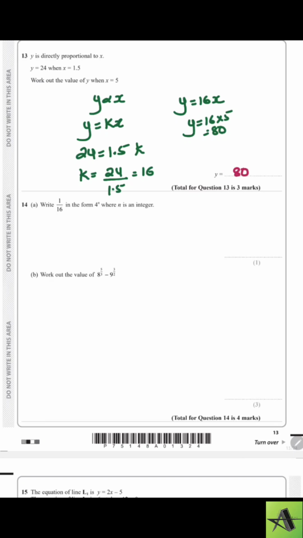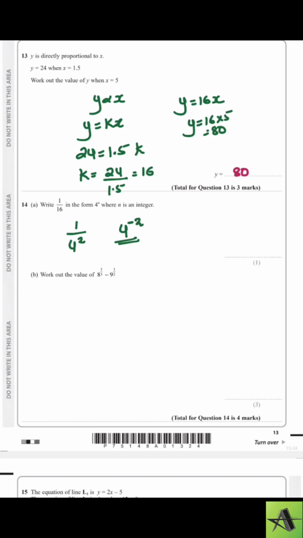14th, write 1 over 16 in the form of 4 to the power of n, where n is an integer. See, 16 can be written as 4 squared. It's very simple. So 1 over 4 squared. But they wanted to write it in the form of 4 to the power of n. So if I move it upside, this will become 4 to the power of negative 2. So the final way of writing is 4 to the power of negative 2, and n is negative 2.